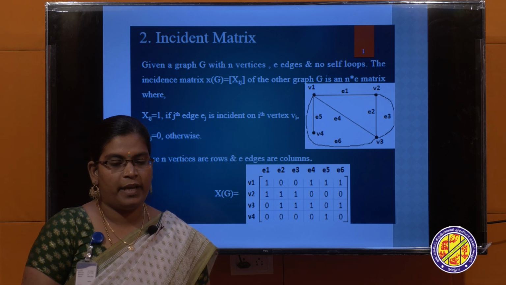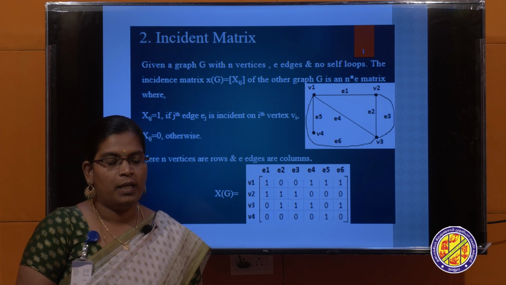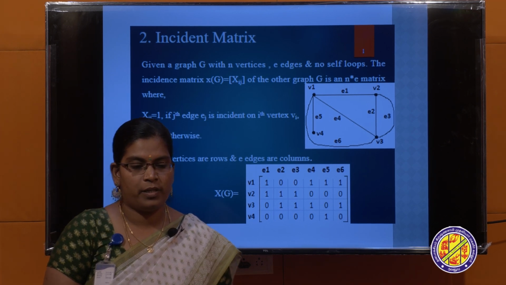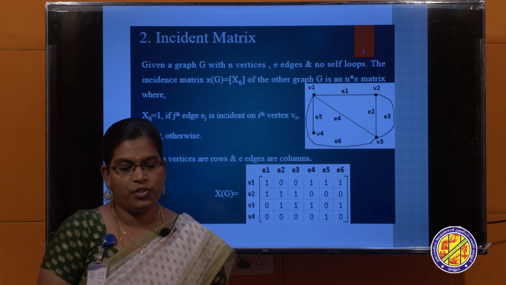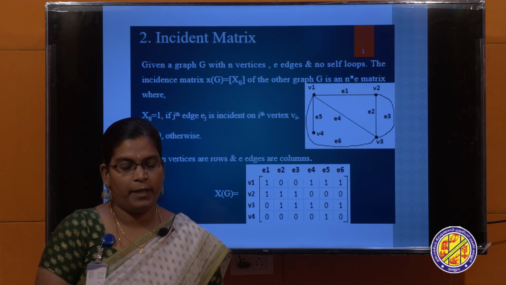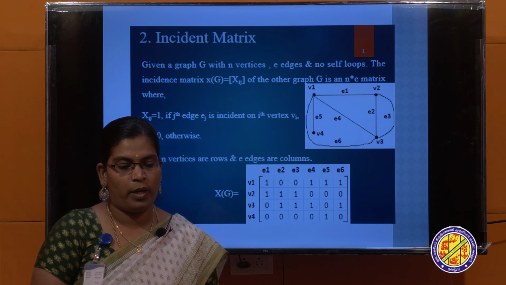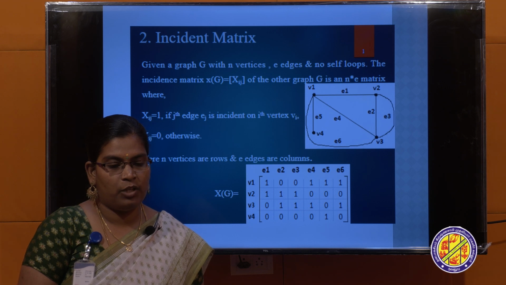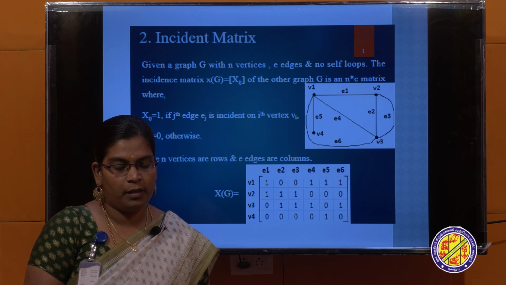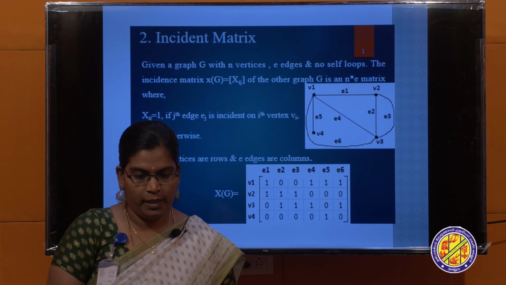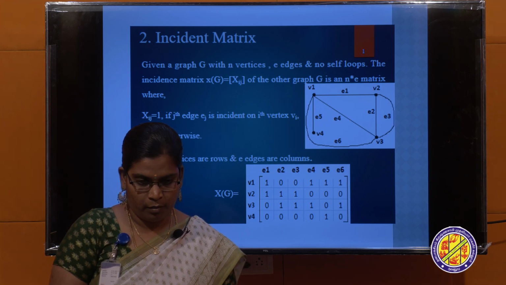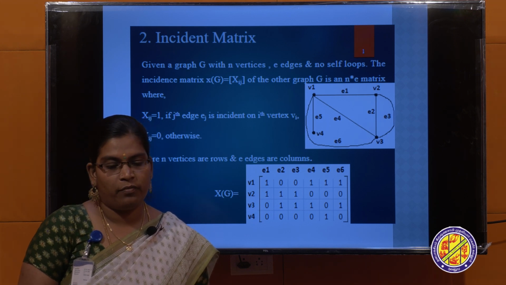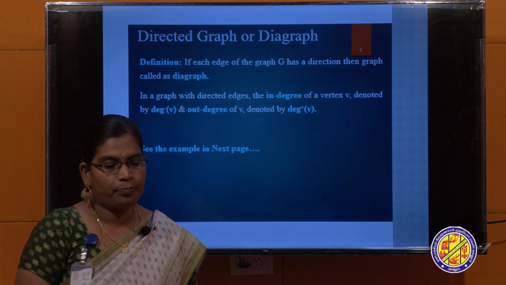Given a graph G with n vertices, e edges and no self loop, the incidence matrix X of G equals [xij], which is an n by e matrix. Here xij equals 1 if the jth edge ej is incident on the ith vertex Vi, and xij equals 0 otherwise. Here there is an edge between V1 and V2, so the value is 1. There is no direct edge between the vertices V1 and V3, so for V1 and E3 the value is 0. Likewise, we have to fill all the values of this matrix.